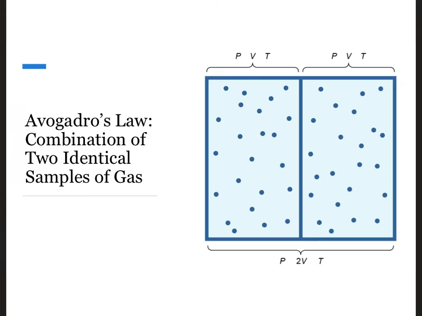Let's begin. Consider two gas samples that are identical. That is, they have the same pressure, volume, temperature, and number of particles. If these two samples are combined, P and T do not change, but V and the number of particles have doubled. Avogadro's law states that when the pressure and temperature are held constant, the volume of a sample of gas and the number of moles in the sample are directly proportional.